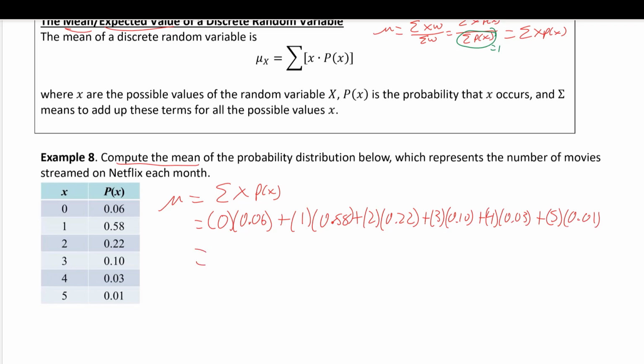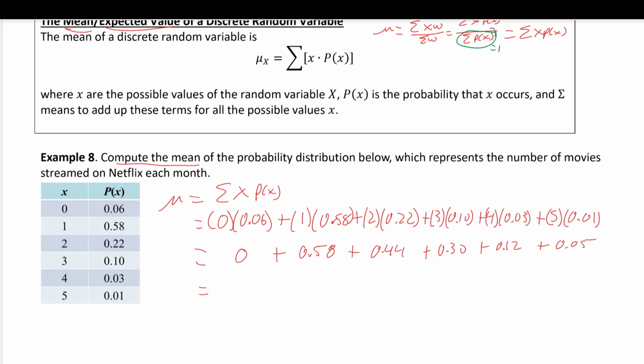Okay, so I'll do this piece by piece. Well, 0 times anything is 0. 1 times anything is that anything, 0.58. 2 times 0.22 should be 0.44. 3 times 10 cents is 30 cents, right? 4 times 3 cents is 12 cents. 5 pennies is 5 cents. Add those all up. What do we get? 0.58 plus 0.44, 0.3 plus 0.12.